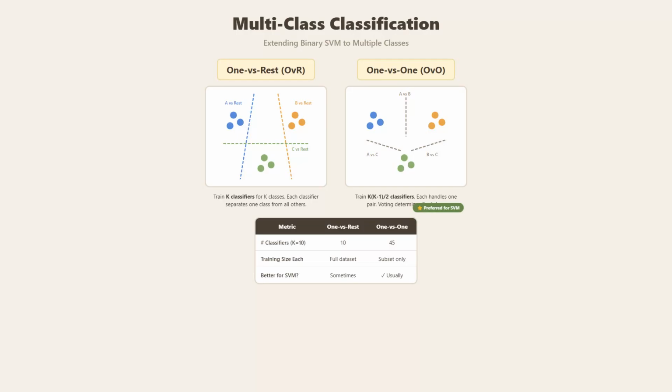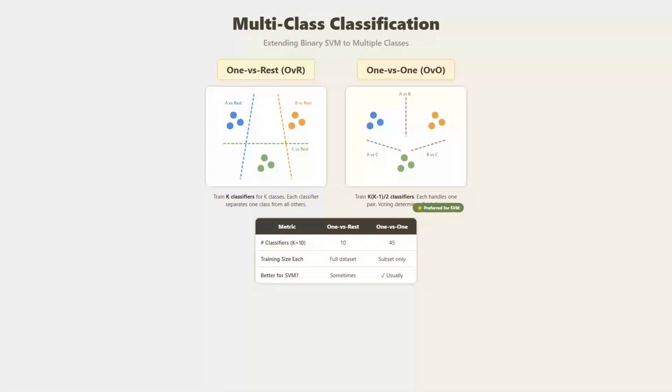The second strategy is one versus one. Here, we train a classifier for every pair of classes. For k classes, that means k times k minus 1 divided by 2 classifiers. With 3 classes, we'd have 3 classifiers, A versus B, A versus C, and B versus C. During prediction, all classifiers vote, and the class with the most votes wins.